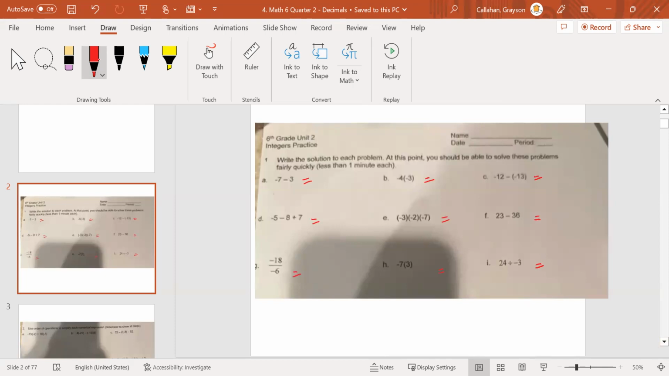Remember the rule for integers, especially with addition and subtraction, is same signs sum. So if you have a positive number and a positive number, that means you're gonna add, which is a sum. A negative number and a negative number, you're also gonna add, which is a sum, right?